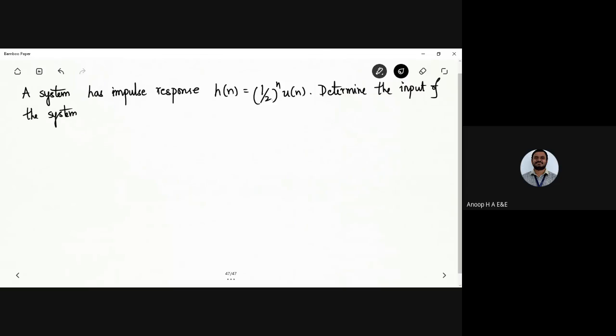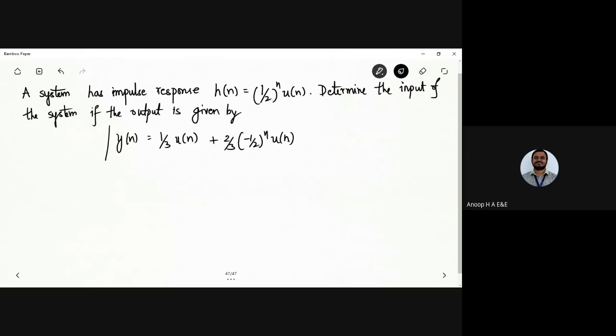If the output is given by y of n equals 1 by 3 u of n plus 2 by 3 minus 1 by 2 power n u of n. So this is how you can find out the input. You have to determine the input of the system if the output is given by this one.